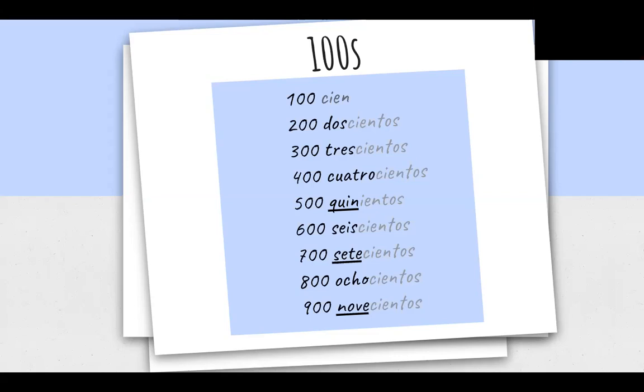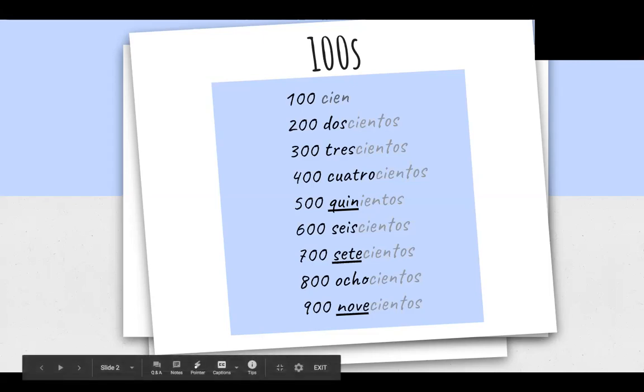600, seiscientos. 700 also does not follow the rule. Notice how I do not say siete for 7 and then cientos. I am saying setecientos, without the I. So again, you need to memorize this number as it is. 800, ochocientos. 900, novecientos. This is another rule breaker. I am not saying nuevecientos. I am saying novecientos. So 900 in Spanish, novecientos.